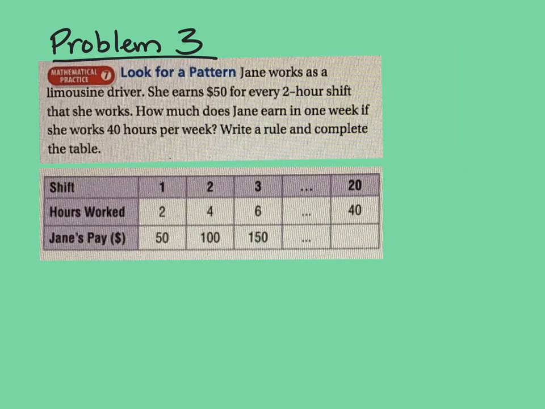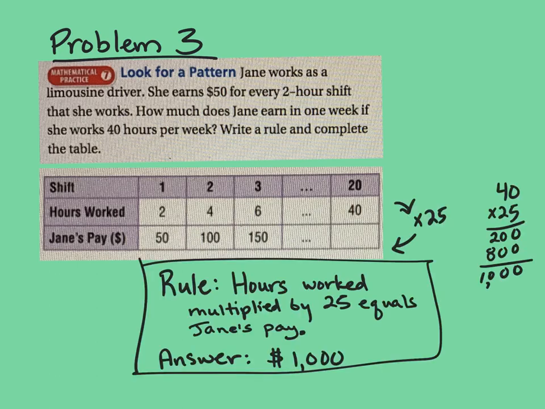After problem number 2, problem number 3 should be easy for you. Go ahead and figure out a rule for this and solve the unknown. Pause the video, then resume. All right, for this one, the rule I found was you multiply the number of hours worked by 25, and that will give you Jane's pay. My answer was $1,000.